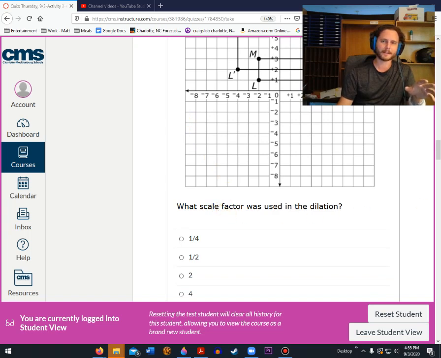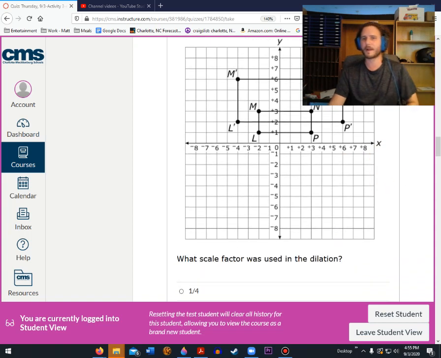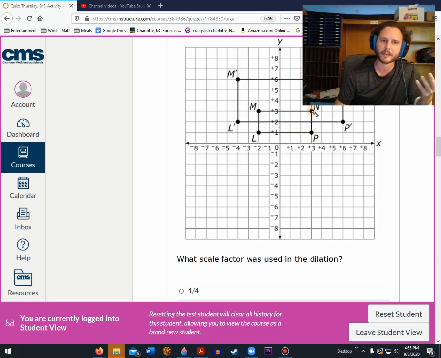Ask what the scale factor is. Well, first of all, we know right away it's not going to be 1/2 and it's not going to be 1/4, because our original shape is the smaller one. Easiest way to handle this is to, again, just look at one point and decide for yourself how that shape has been affected.